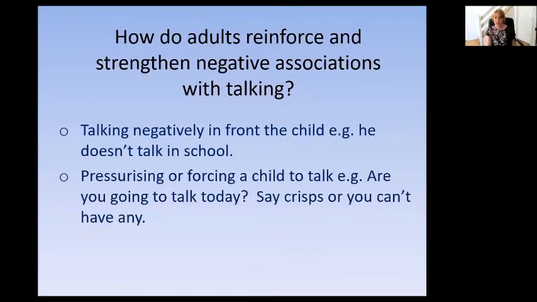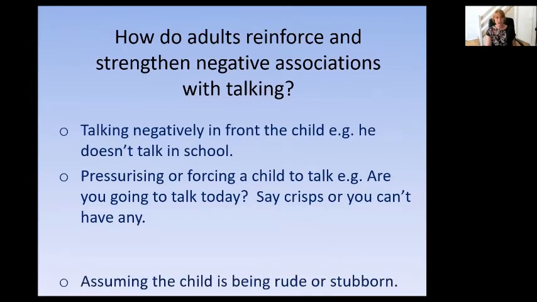We don't want to pressurise children to talk. Are you going to talk today? Go on, you're not having any crisps unless you ask for them. By putting that pressure on, the child feels more anxious, more nervous, under pressure. They just want to get out of that situation and avoid that additional pressure.